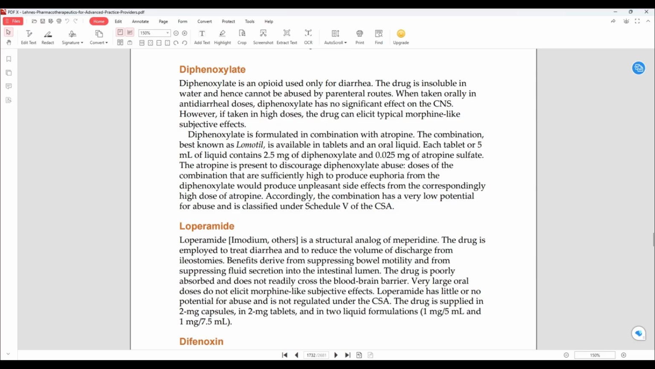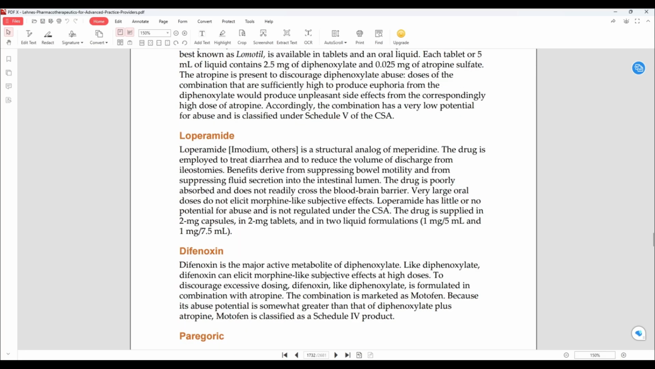Each tablet or 5 milliliters of liquid contains 2.5 milligrams of diphenoxylate and 0.025 milligrams of atropine sulfate. The atropine is present to discourage diphenoxylate abuse. Doses of the combination that are sufficiently high to produce euphoria from the diphenoxylate would produce unpleasant side effects from the correspondingly high dose of atropine. Accordingly, the combination has a very low potential for abuse and is classified under Schedule V of the CSA.